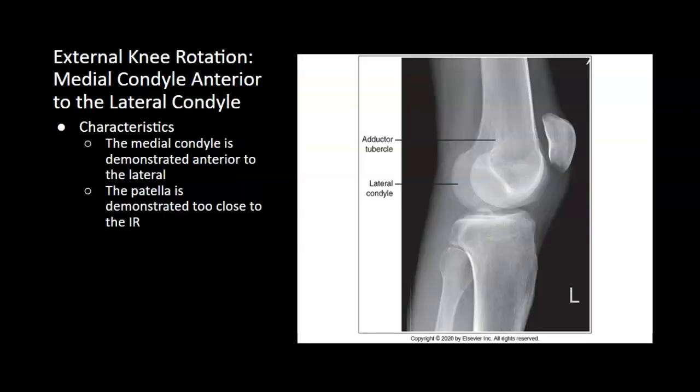In external knee rotation, again, we're going to look for that adductor tubercle. And as you can see, the adductor tubercle is identified, and that is the medial condyle here, which sits anterior to that lateral one. So we're in excessive external rotation, where we need to bring that knee back so that the condyles are superimposed.